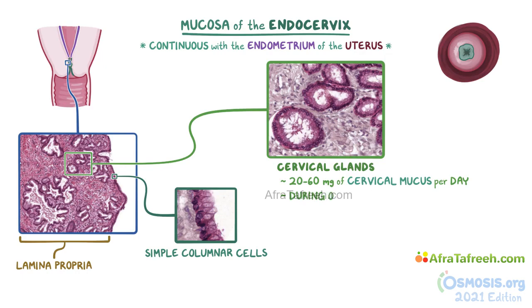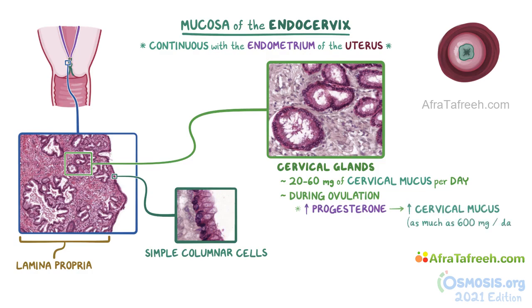But during the time around ovulation, the increasing level of progesterone will cause the glands to produce significantly more cervical mucus, which can be as much as 600 milligrams per day. The consistency of the mucus will change as well and become watery. This allows the sperm to move more easily into the uterus.